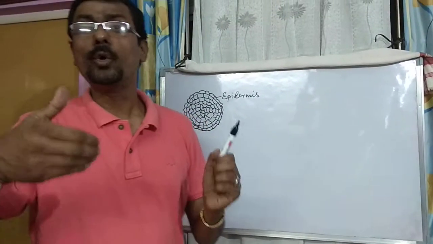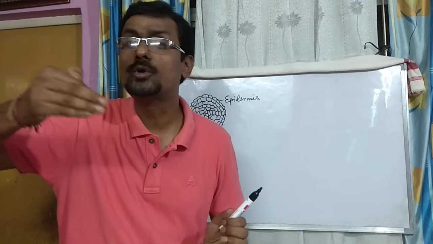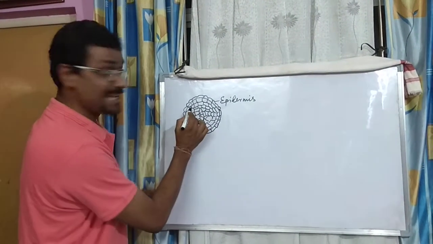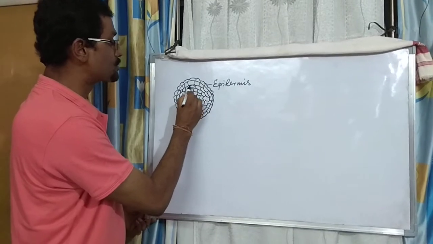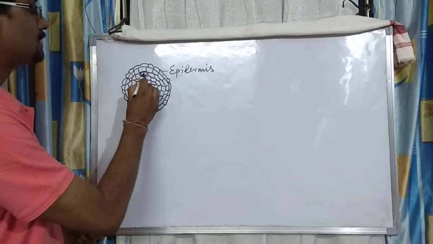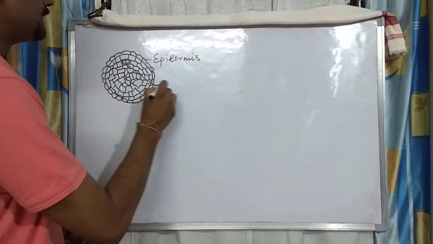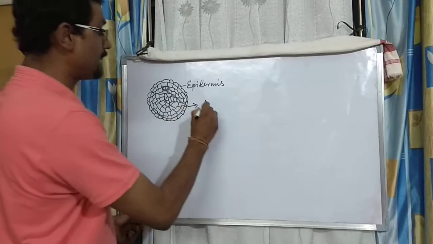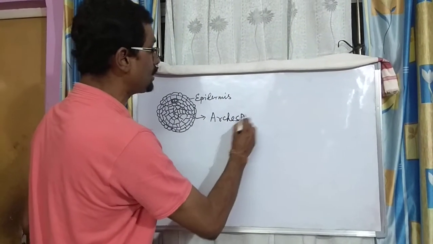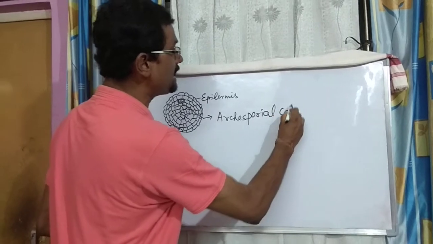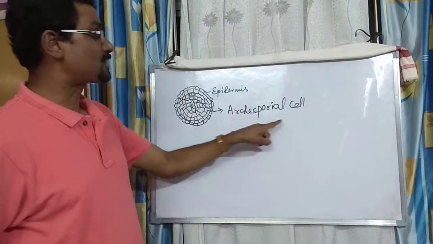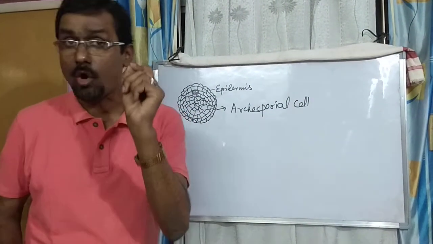These are the conditions we get when an anther is developing and going towards maturation. Gradually what happens, try to concentrate here. One of the cells of the hypodermal region becomes very prominent and active. This is called archesporial cell, A-R-C-H-E-S-P-O-R-I-A-L. The archesporial cell is the initial cell.